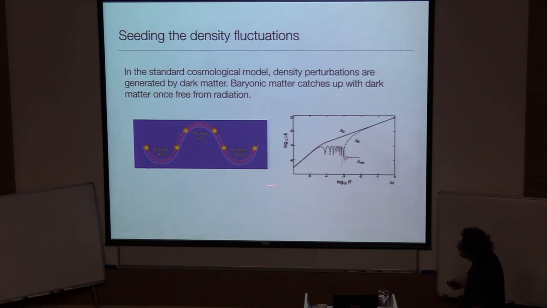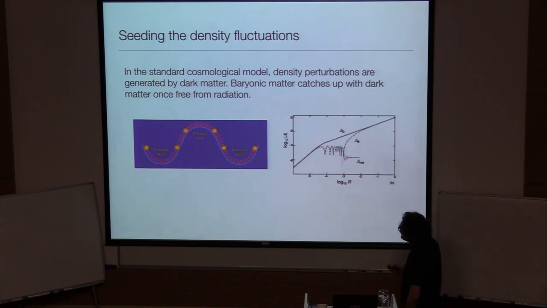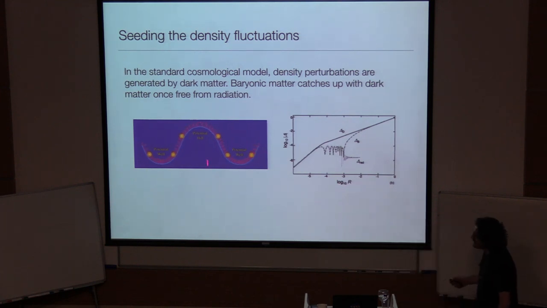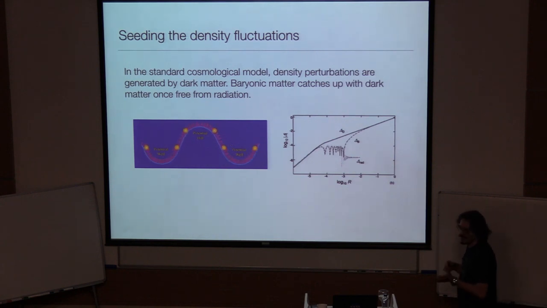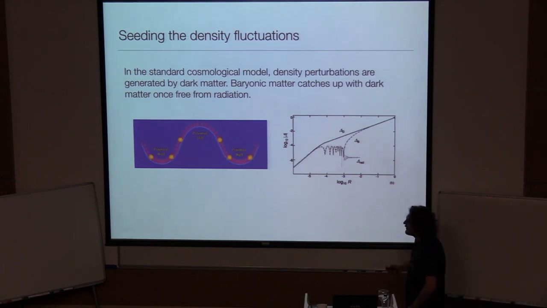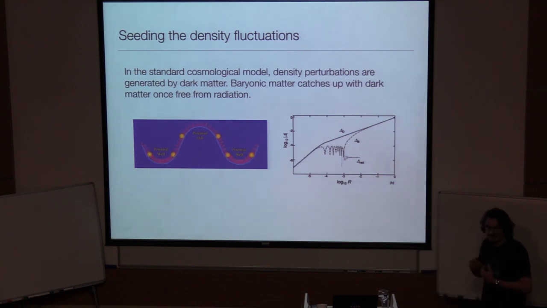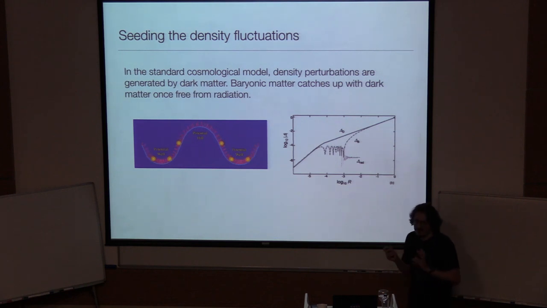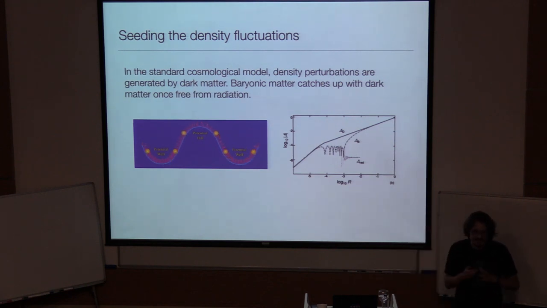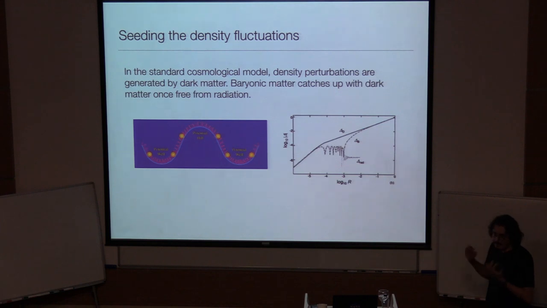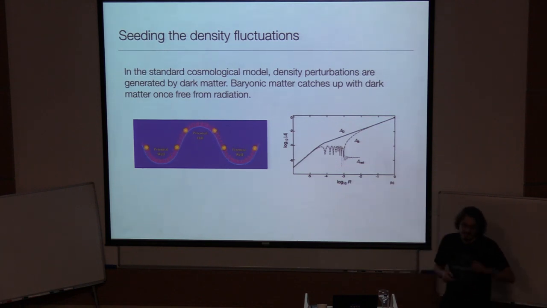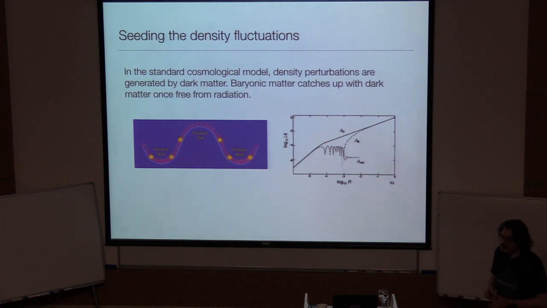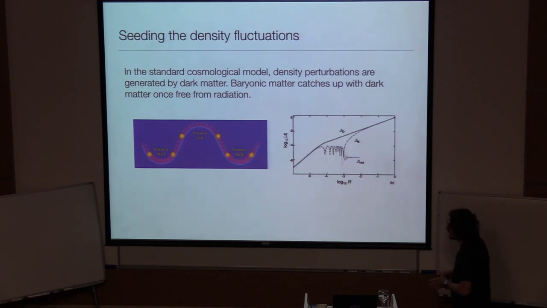Now, on the left-hand side, you just see a schematic, and I think this is an animation. So you see basically the potential wells associated with it. There's an exchange between the kinetic energy and the potential energy. In the case of the cosmic primordial plasma, there are two components, and you can imagine them to have different spring constants. So they're a coupled oscillator, basically. And that's pretty much why the first compression is much larger than the first rarefaction.